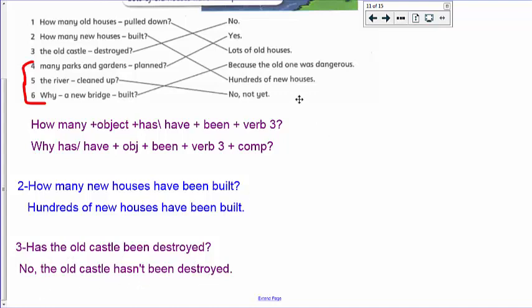You are not going to write a short form of the answers. You are going to write a full answer by using present perfect passive. So, I'm going to leave 4, 5, and 6 for you to write in your grammar notebooks as homework. Please do it and tell me about it.